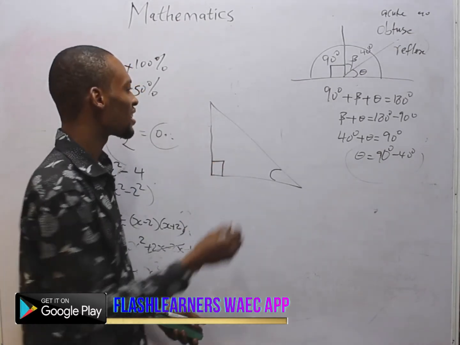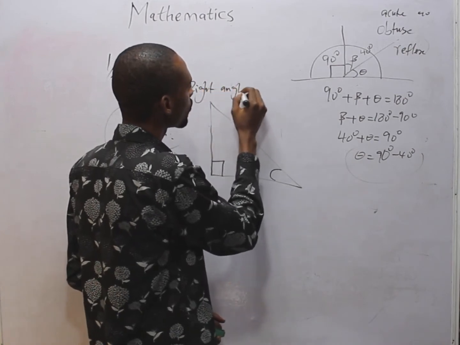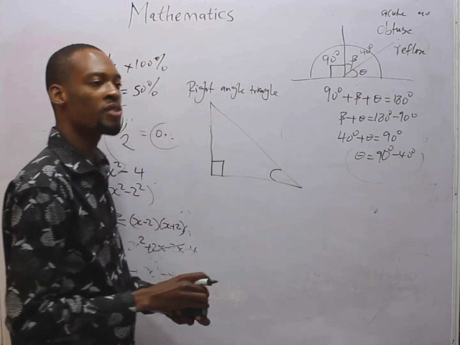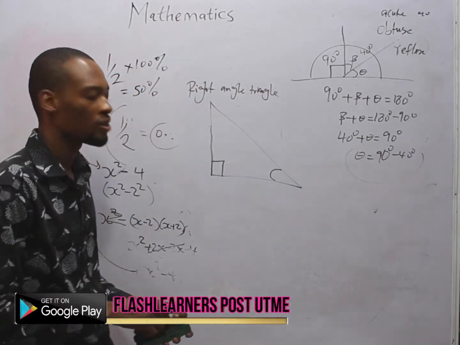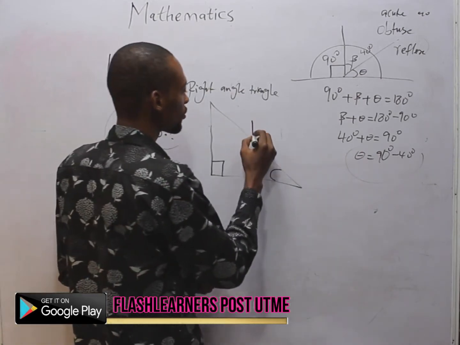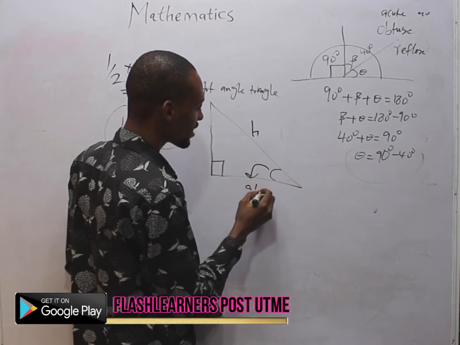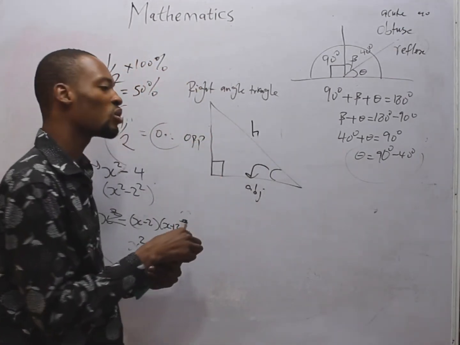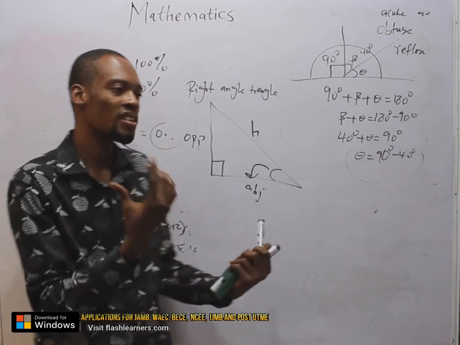we refer to this as right angled triangle. And in a right angled triangle, the longest part is referred to as hypotenuse. You see it? This part below the acute angle is referred to as adjacent, and this part is the opposite. And when you are given a right angle triangle, to solve for the missing part, we use Pythagoras theorem.